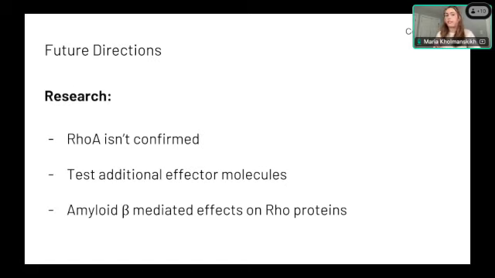For future directions of my research, we still have not confirmed Rho A, so we only looked at Rho C, and we would also like to test additional effector molecules, including formins and PKN. Also, amyloid beta activates the Rho pathway, but we would like to look at whether that is just Rho A, just Rho C, or maybe both. And also, downstream of Rho A and Rho C, we would like to look at which specific effectors are activated.